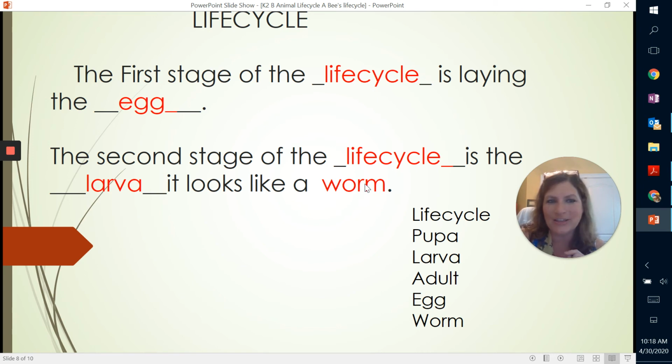Now here's your challenge. Can you write another sentence all by yourself? What is the third stage of the life cycle? Does anybody remember? Miss Proctor did not put it up here on the board. Want to see if you can come up with a sentence and write it on a piece of paper and send a picture to Mrs. Proctor, okay? What would be the third stage of the life cycle? And then the last stage.